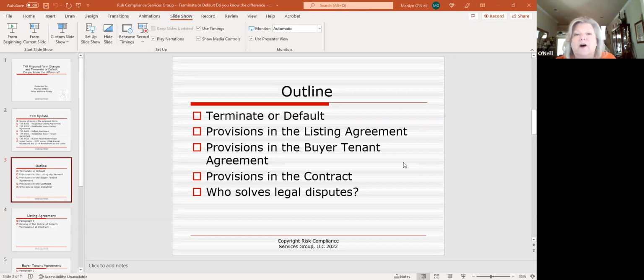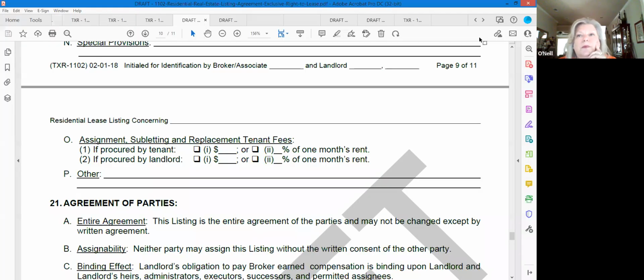Now, terminate or default. So now I'm going to go through some provisions in our agreements and the contract. They clearly use language. And that's what our job is, to use this language properly. So we are going to go through the first one.